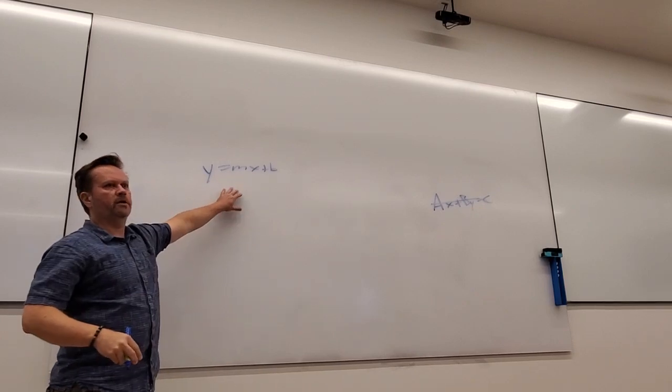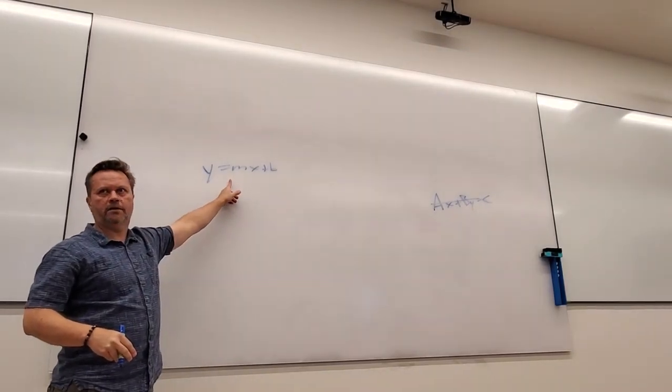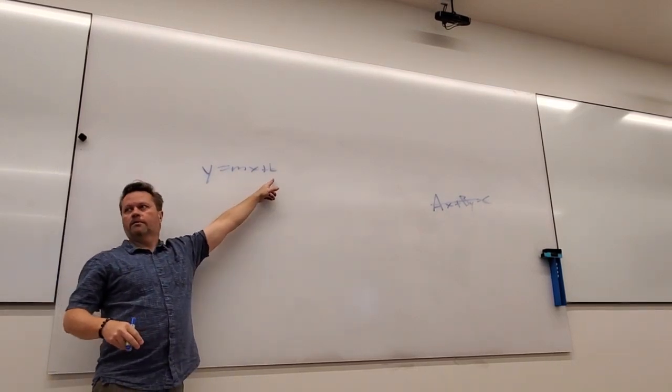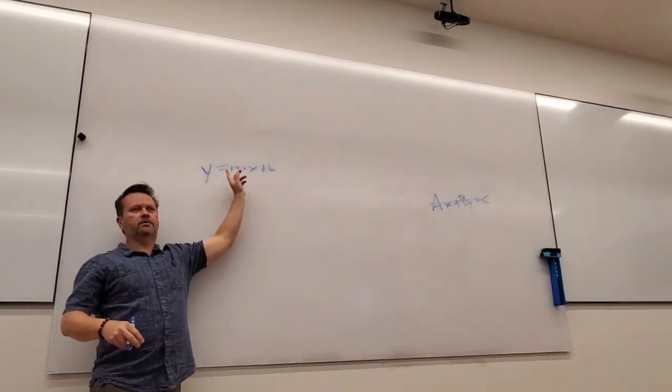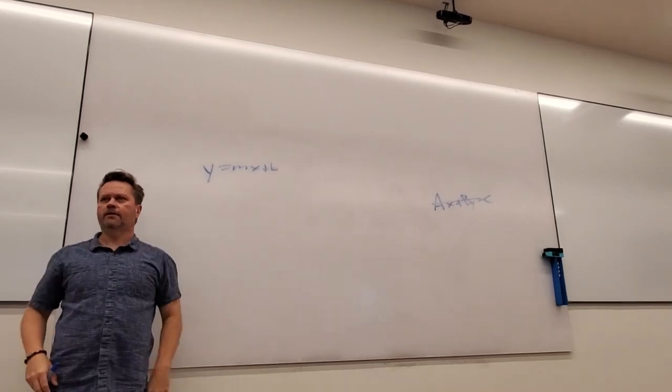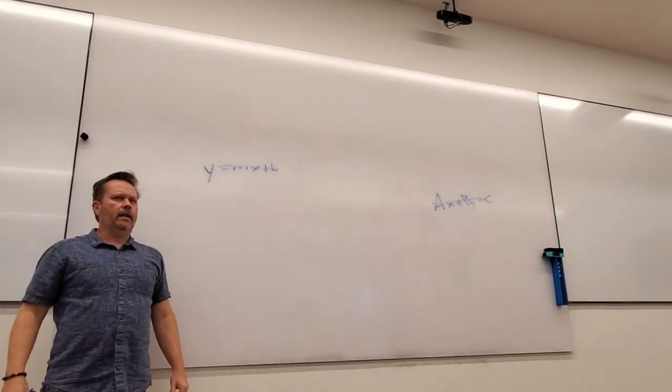What does this one tell me? If I have an equation in this form, what does it tell me? Slope-intercept form, so it tells me the slope and the Y-intercept. Y-intercept. I love it.